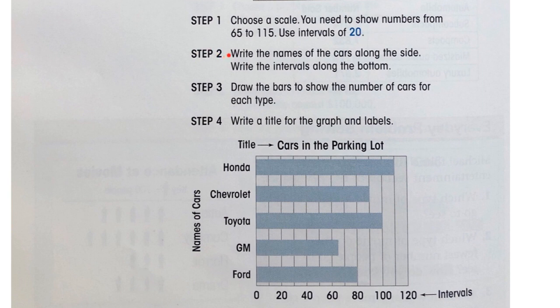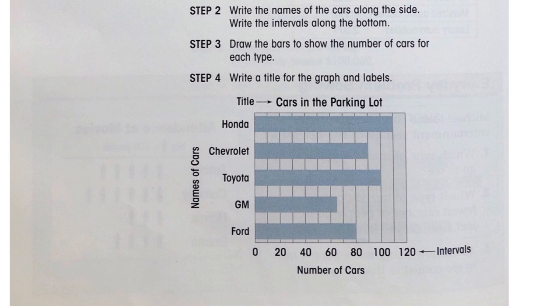Step two, write the names of the cars along the side. Write the intervals along the bottom. So we can see the names of the cars and the intervals in 20 for the number of cars. Step 3, draw the bars to show the number of cars for each type. So here they have shown the 115 for Honda, the 90 for Chevy, 100 for Toyota, and so on.